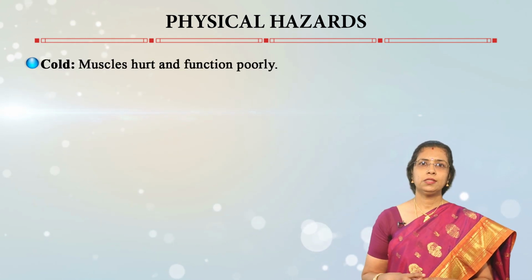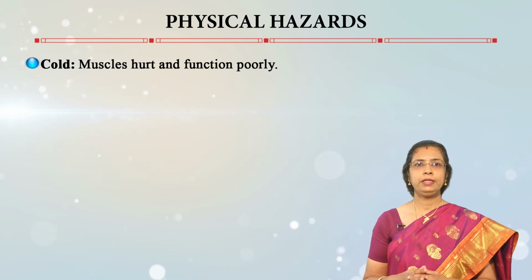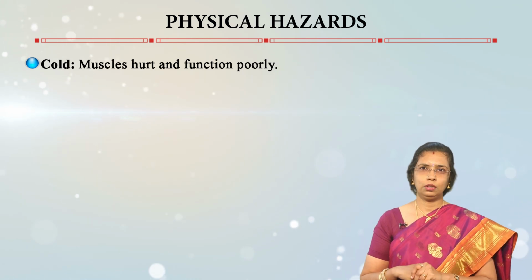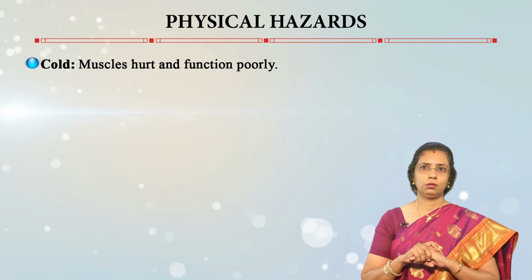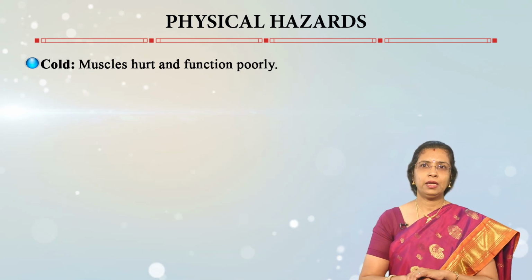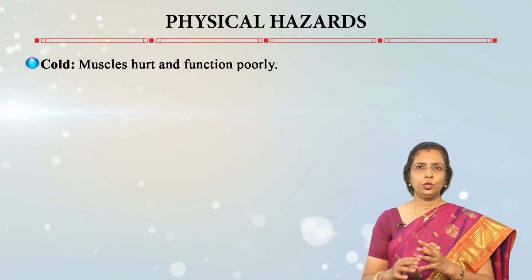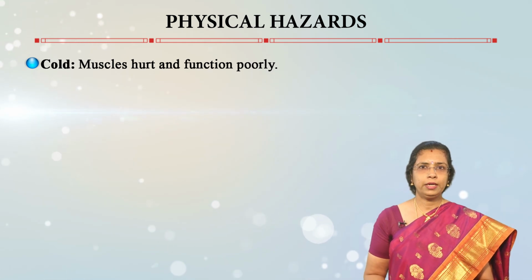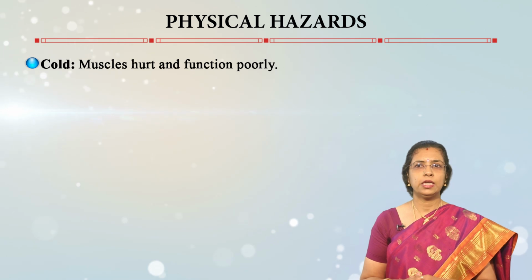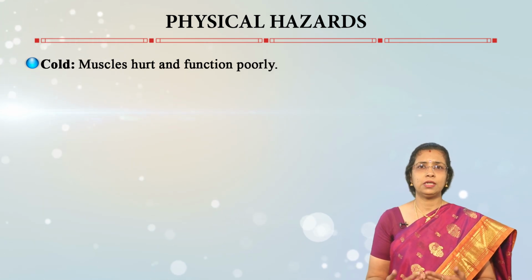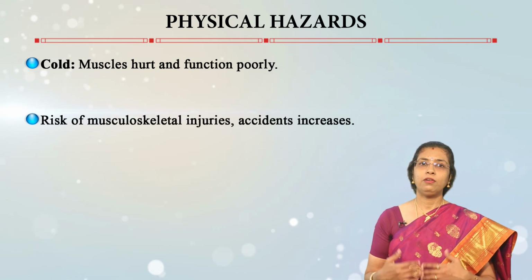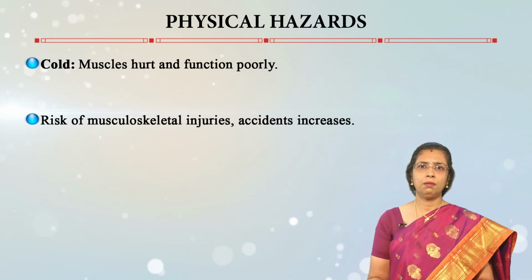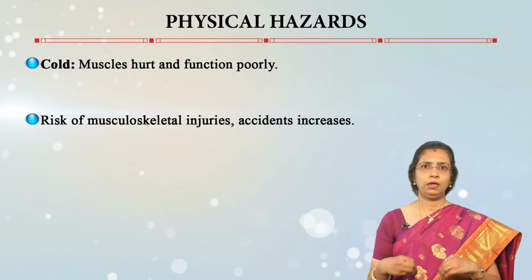Next is cold. The muscles hurt and do not function properly when exposed to very cold conditions. Even in winters, sometimes we are unable to do work. Even small things like washing your clothes or vessels in cold water can make everything numb, including your fingers. So you need a little warm water to function more efficiently. Cold can hurt your muscles and your joints, and you are not able to function efficiently, which results in poor functioning. So there is an increased risk of musculoskeletal injuries and accidents, because they turn numb when working in snow or in inclement weather conditions.